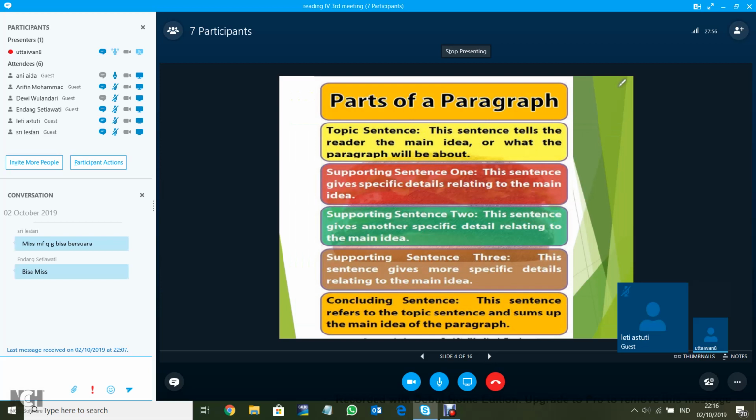Now, this is parts of a paragraph. There are topic sentence, then supporting sentence, supporting sentence 2, supporting sentence 3, and also concluding sentence. Jadi pasti ada topic, support, and also concluding sentences. Like when you talk, after you talk a lot, then you need to summarize what your main idea is.